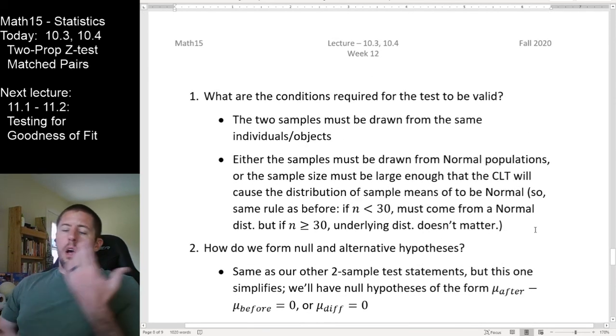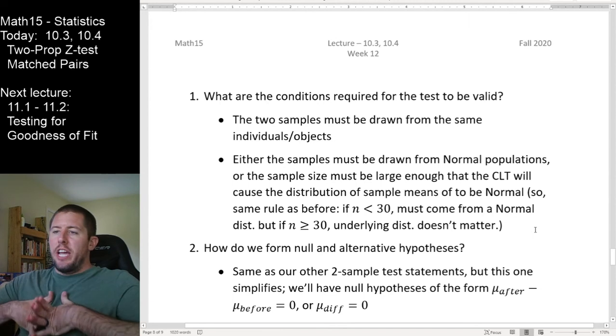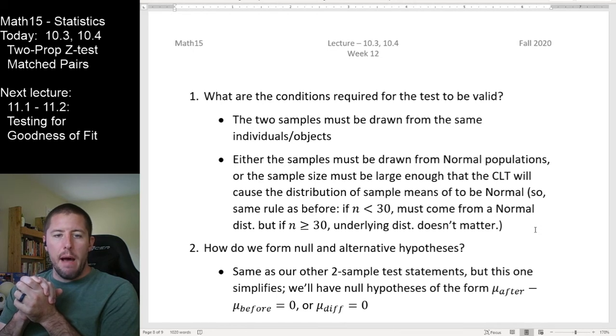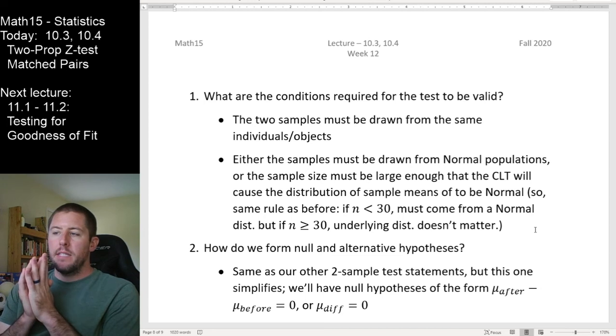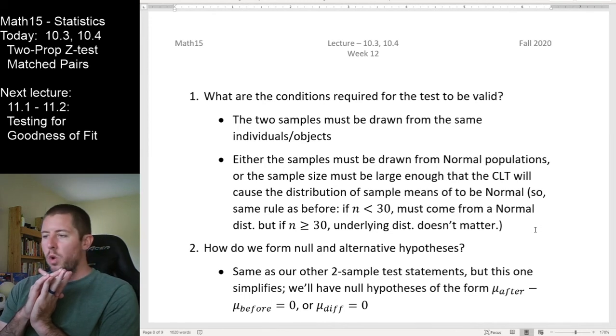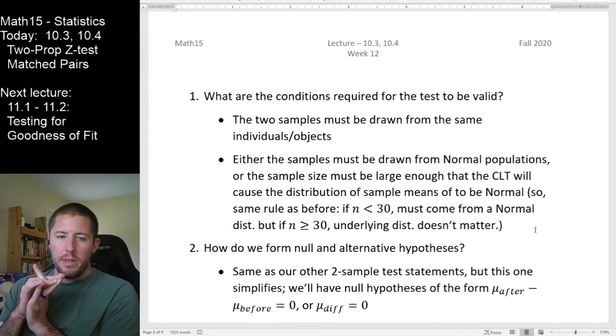So let's go back and answer these 3 questions. What's changed here? What are the conditions required for this test to be valid? We need to draw 2 samples from the same individuals or same objects so that we can make a direct comparison, a before-after comparison. Either the samples must be drawn from known normal distribution populations, or the sample sizes must be large enough that the central limit theorem will say, hey, your sampling distribution will be normal even though the underlying ones weren't. So this is just our same rule as what we saw previously in our 1 sample t-tests.